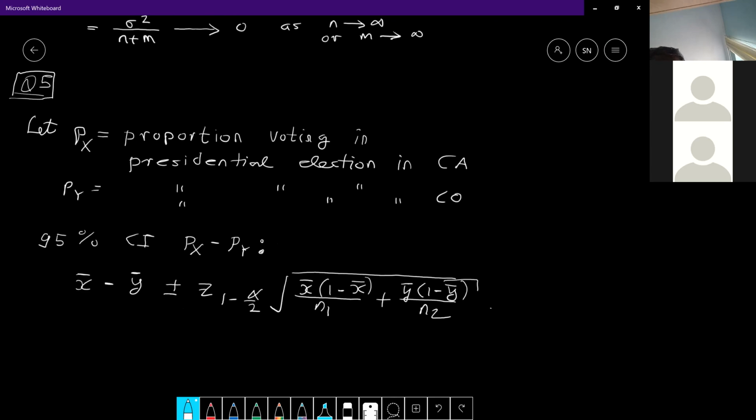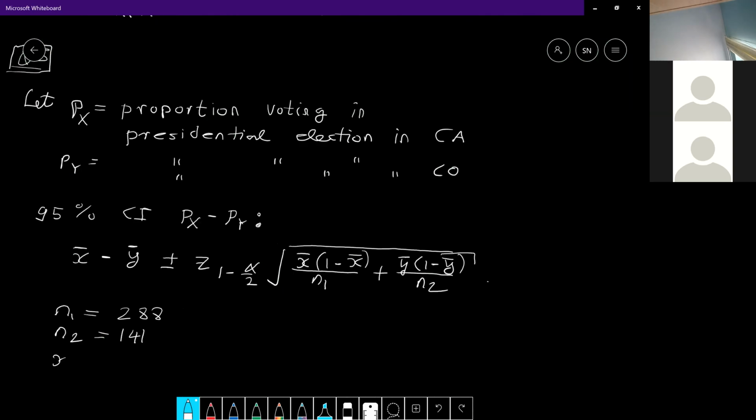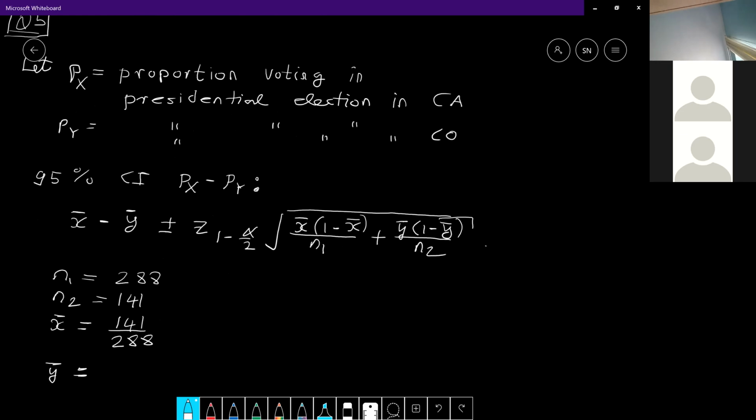Now let's see what is given to us. N1 is equal to 288. N2 is equal to 216. X bar is the sample proportion for the first population, which is 141 out of 288. And Y bar is the sample proportion for the second population, which is 125 out of 216. Sorry, I made a mistake here. It should be 216, not 141. So it's 125 divided by 216. And alpha is 0.05.